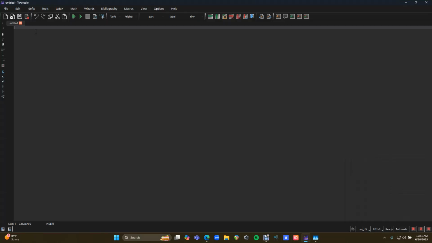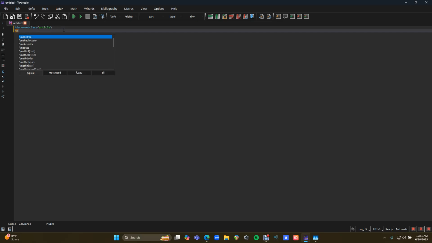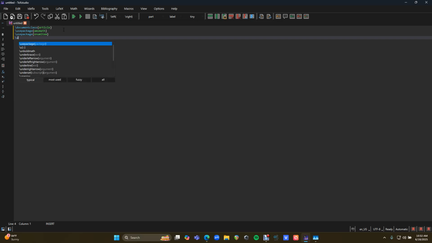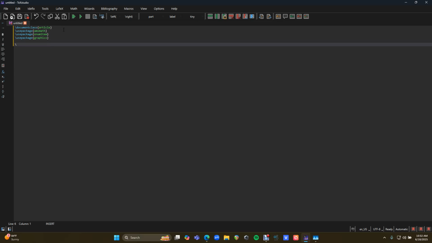So we're starting from scratch here. Let's get right into it. We're doing document class article. We're doing use package AMS math. What else are we using? Use package enumitem. We're putting an image in, so we're going to need use package graphics. And hopefully that's it.